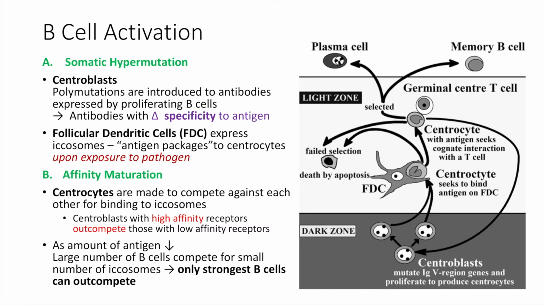And because there is only a limited number of iccosomes available, because there's a limited number of antigen, as the number of antigens still available decreases, you will have a situation where a large number of B cell centrocytes are competing for a very small number of iccosomes that are remaining. Therefore, only the strongest B cells can outcompete and bind to the iccosome, and therefore get the signal transduction events which allow it to leave the germinal center and mature into either an effector memory B cell or an effector plasma cell, which then goes on to produce various antibodies such as IgG, IgM, IgA, and others.